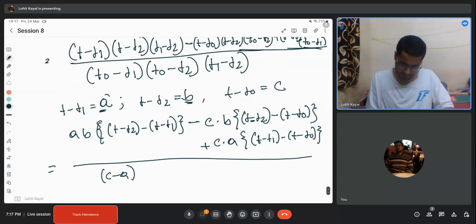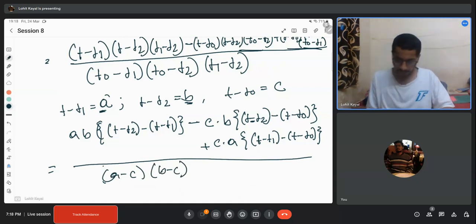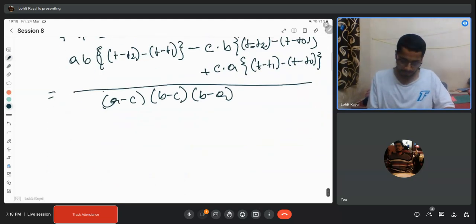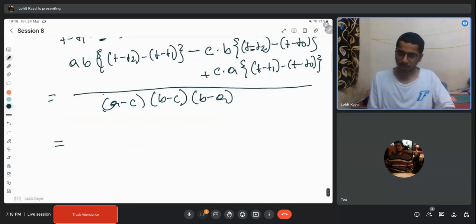T naught minus t1. No, t naught minus t1 is A minus C. It is A minus C. Then T naught minus T2 is B minus C, and T1 minus T2 is B minus A. Okay. Now we need to work on the numerator.